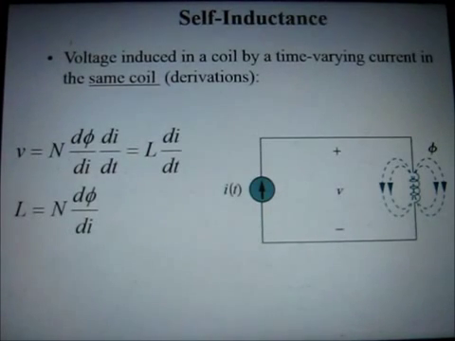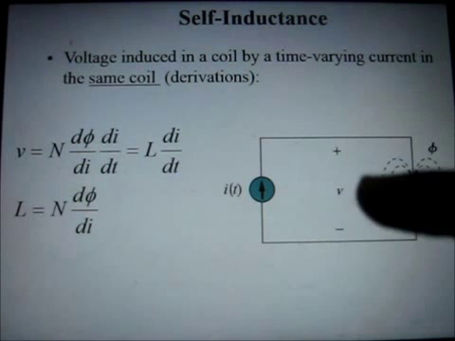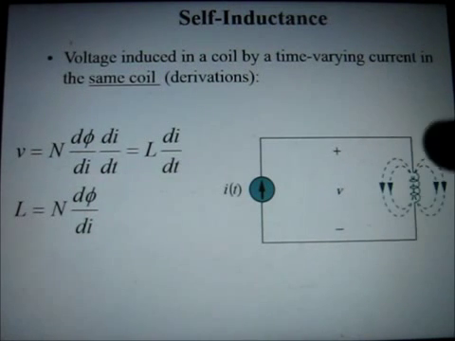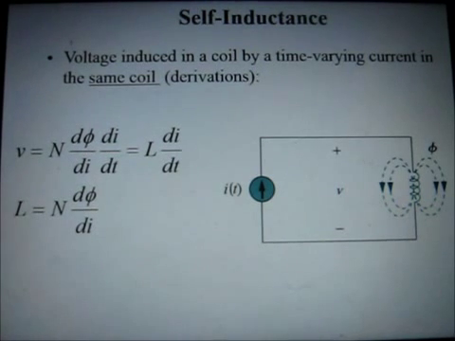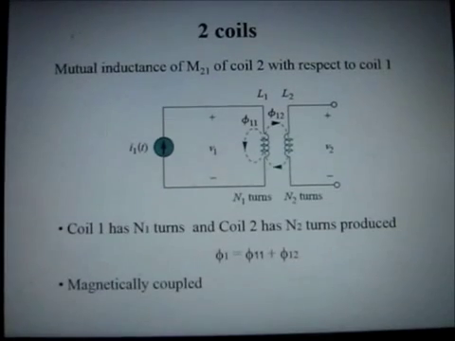There is a simple derivation of self-inductance. The same figure you have seen above. V equals N d phi by di into di by dt, equals L into di by dt. So it comes out to be L equals N d phi by di. This is the formula.